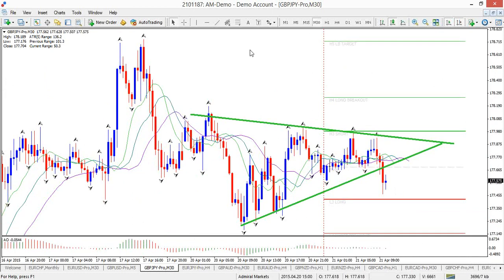The Camarilla levels, basically the H3 and L3. Good question, Greg. The H3 and L3 means if price is still within those levels, we're in a range within the day. And if we're above or below it, we're in a trending mode. So at the moment the pound yen has not broken out of its daily range, and taking any short or long is a bit, is at the moment where we're in a consolidation mode.